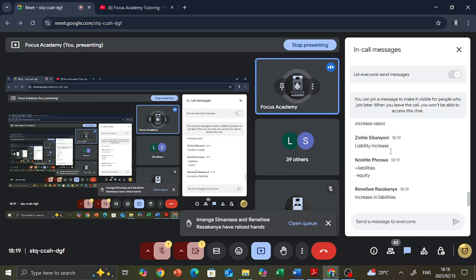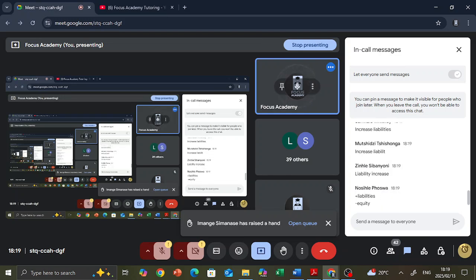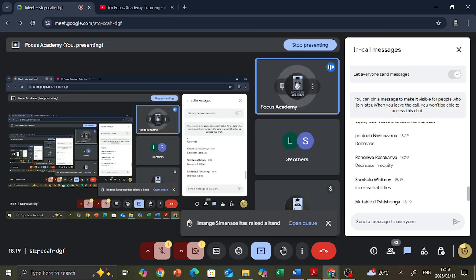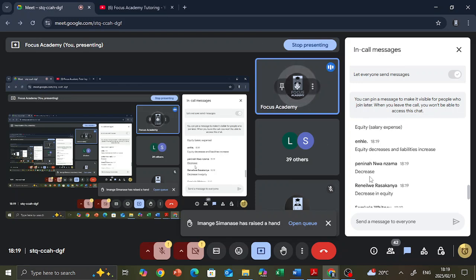Right. So, Nosihle, nice. Plus liabilities, minus equity. Liability increase, yes, thank you, Zintle. Increase in liability, yes, thank you very much. Decrease in equity, yes. Thank you, Renelwe. Penina, decrease. You just said decrease, but you added to the conversation.